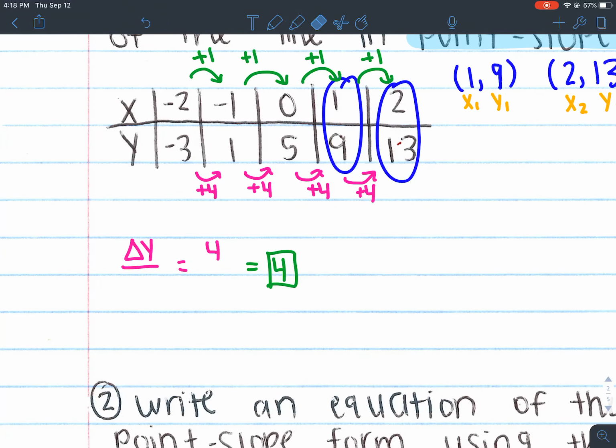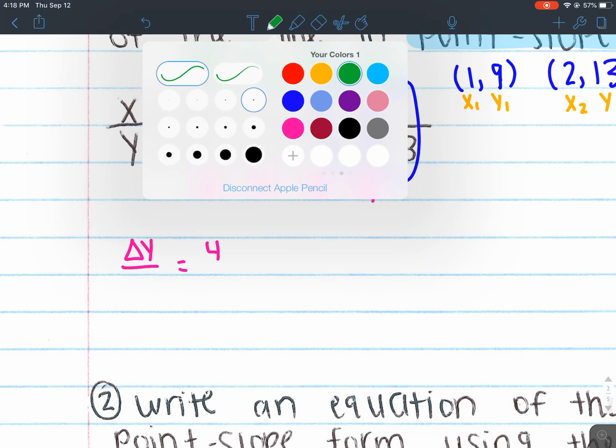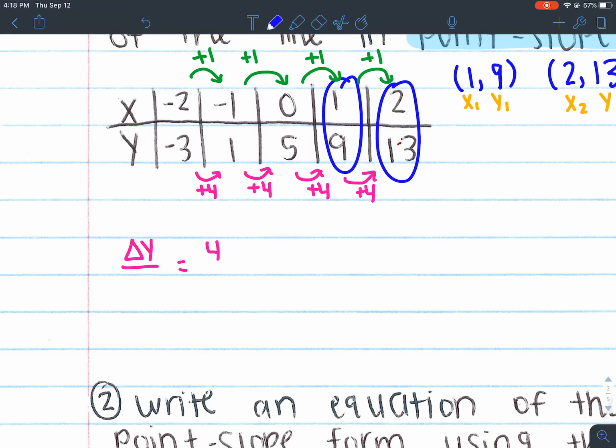Sorry, I'm just redoing this because I like it to be pretty in matching colors. So it doesn't matter which way you do it, as long as you do it somehow.